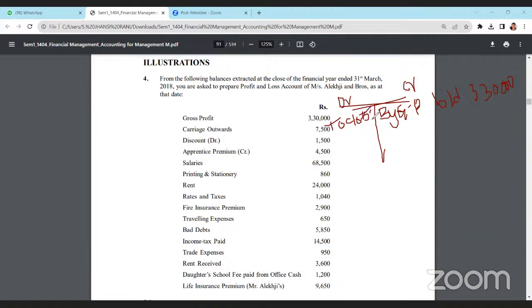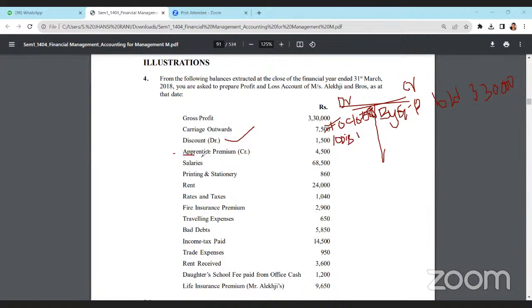Next, if you look here, they given in the next one is discount. Discount and in the bracket they given DR. DR means debit, means it's an expenditure to us. It's not an income, it's a loss to us. So whenever losses or expenses, that will be debited. So to discount 1,500. So this also is written on the debit side.